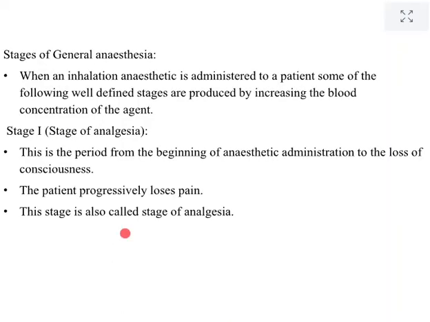Stages of general anesthesia. Of course, you do this in detail in pharmacology, but it's good to mention. When an inhalation anesthetic is administered to a patient, some very well-defined stages are produced by increasing the blood concentration of the agent. We have about 4 stages. The first stage is what we call the analgesia stage, from the beginning of anesthetic administration to the loss of consciousness. From the beginning, the patient progressively also loses pain.